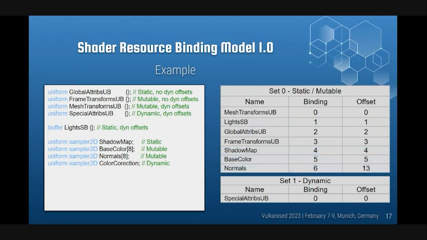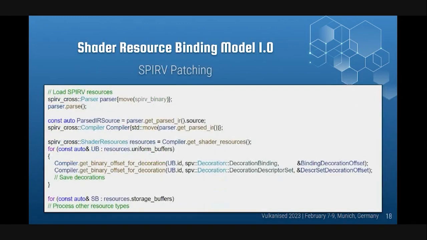And notice that since the base color and normals are arrays, even though they have continuous bindings, the cache offsets will account for the array size, so that we have the space in the cache to keep this information. And the final one will be the color correlation dynamic texture that goes into the descriptor set 1.